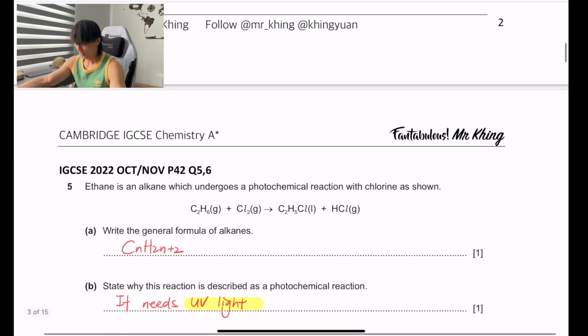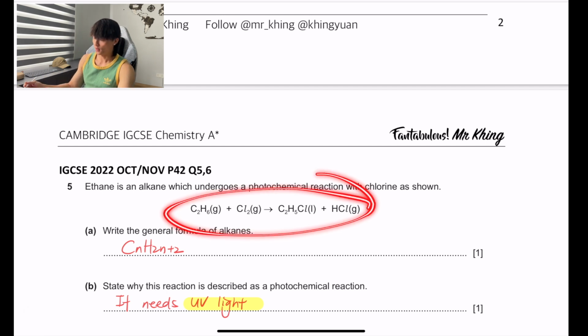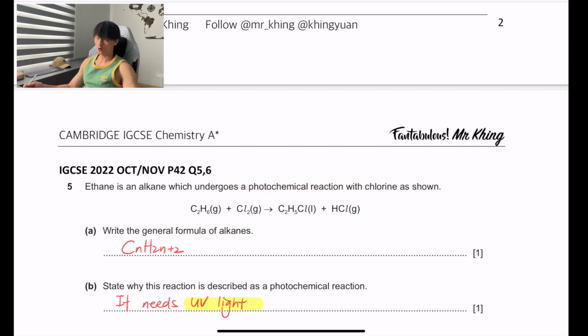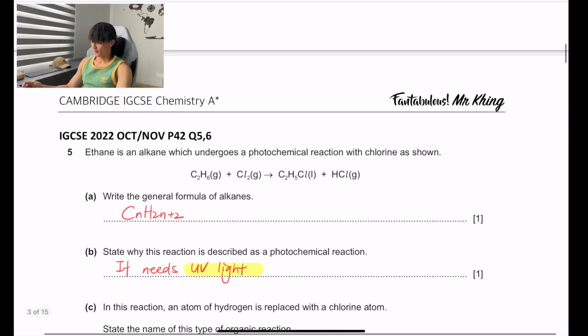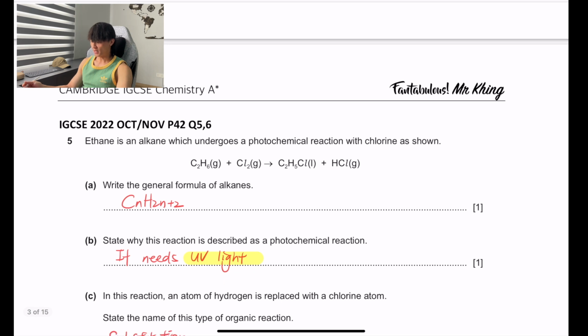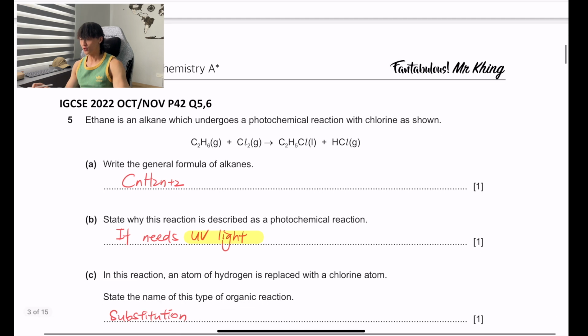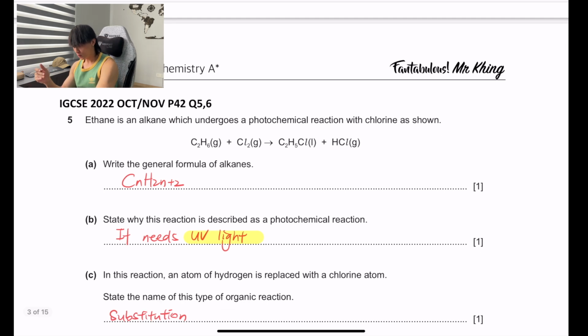And this is an example of a substitution reaction. The condition for a substitution reaction is UV light or ultraviolet light. And what is the name of this type of organic reaction? Substitution reaction. One more thing to recap: during a substitution reaction, it always forms two products, the so-called organic product and inorganic product.